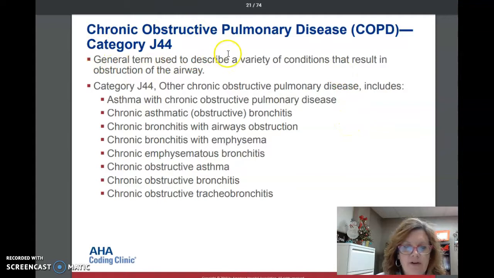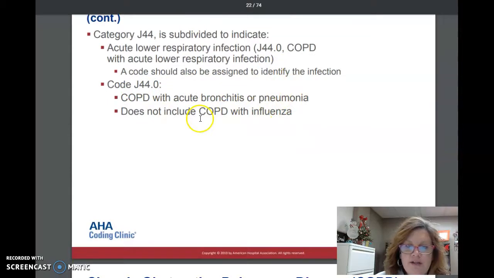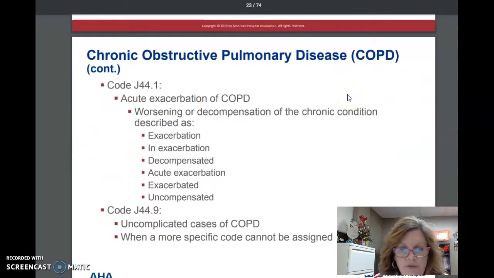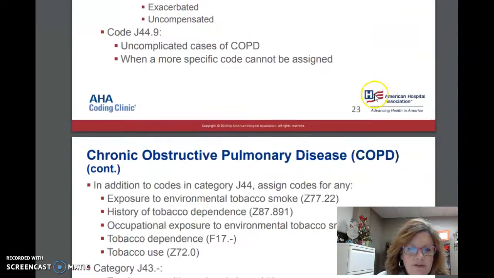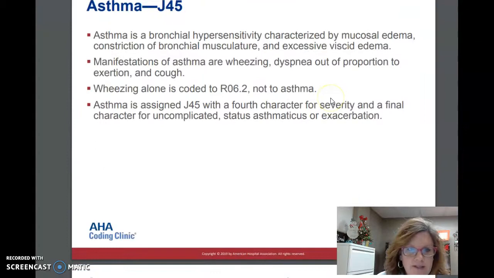COPD is very, very common. Again, look at all the different things that are included in COPD. Looking at COPD with acute bronchitis or pneumonia, J44.0. COPD does not include influenza. You're always going to probably have to code that separately. With COPD you'll have to look to see if they're a smoker because you're going to add those, or bronchitis.